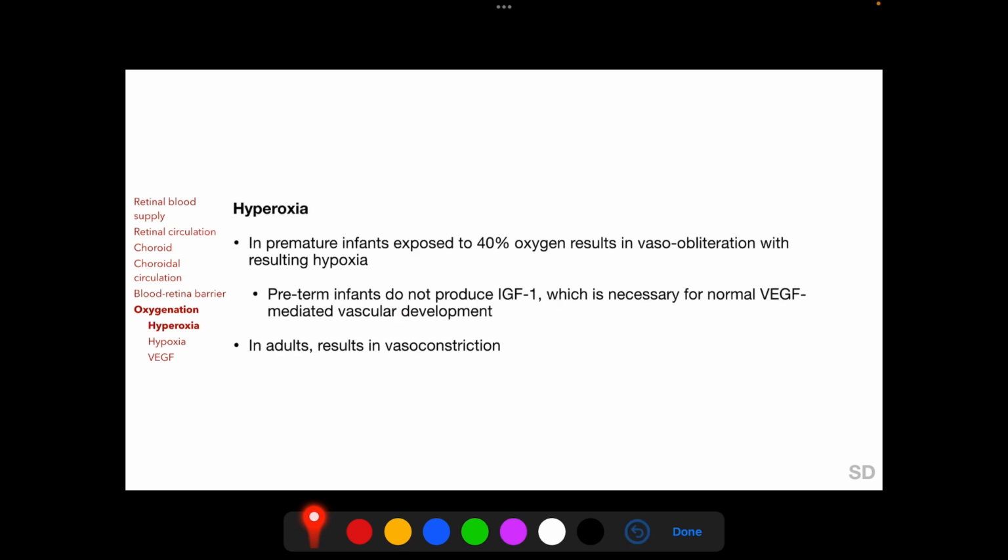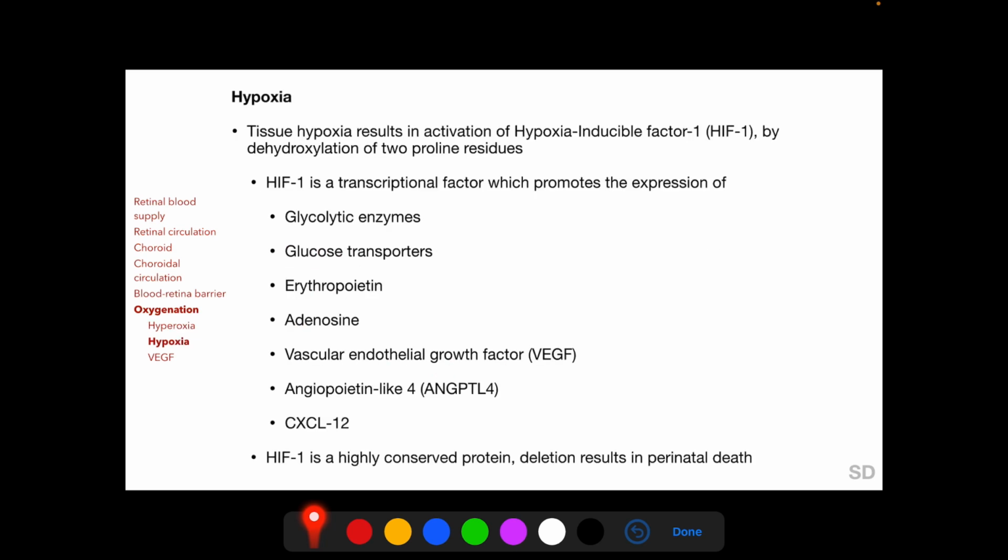Hyperoxia is excessive oxygenation of tissues, which results in vasoobliteration in premature infants and vasoconstriction in adults. Hypoxia is reduced availability of oxygen in the tissues, and tissue hypoxia results in activation of hypoxia inducible factor, which is a transcriptional factor which promotes the expression of a large number of substances which help to cope with hypoxia, such as glycolytic enzymes, glucose transporters, adenosine, and vascular endothelial growth factor.